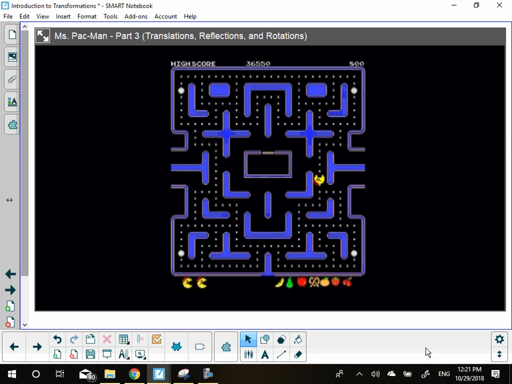When she goes there, she rotates, rotate, flip, rotate. So apparently she's still not hungry, but she's following the path a little bit better now, right?